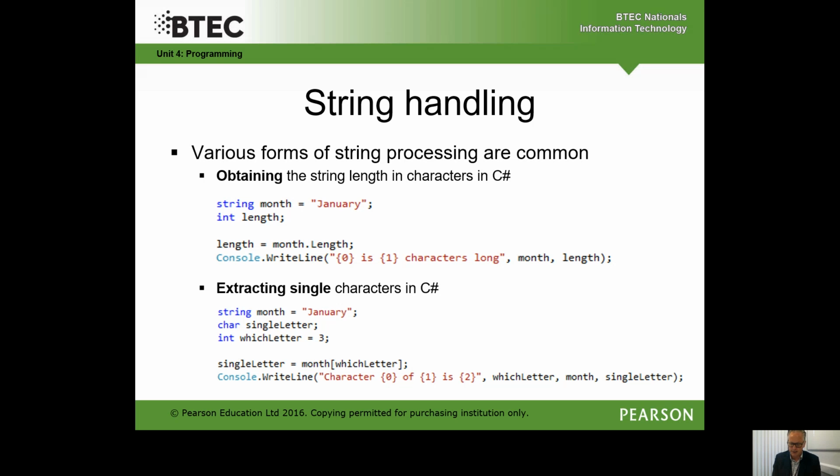Examining or extracting single characters. In the example code you can see at the bottom of the screen, the output will be: character 3 of January is u. This is because u is the character in position 3. The string starts with the uppercase J in position 0. So remember, positions start at 0, not at 1. In computing terms, the first character is position 0, uppercase J. Therefore, position 1 is a, position 2 is n, and position 3 is the lowercase u. So that code would return lowercase u.